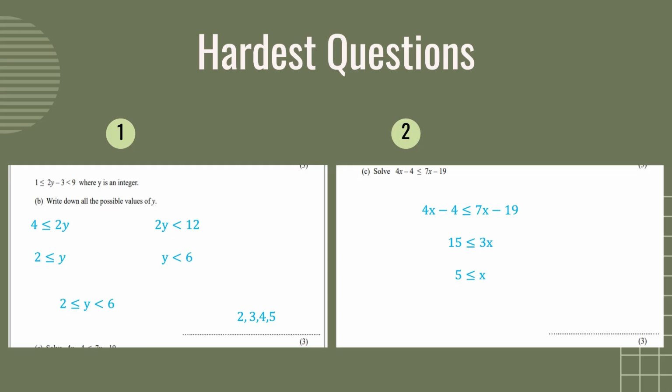So, we first minus 4x from both sides to get 3x minus 4 is less than or equal to 7x minus 19... we then plus 19 to get 15 is less than or equal to 3x, to then get our final answer of 5 is less than or equal to x.